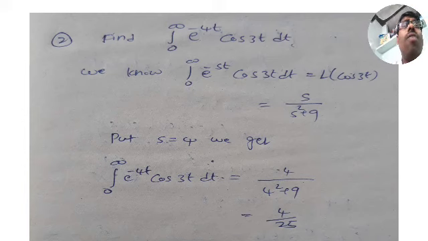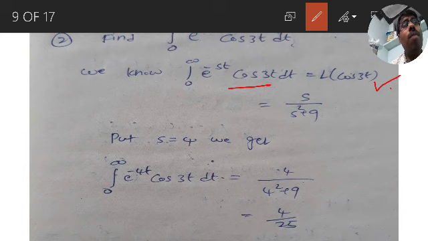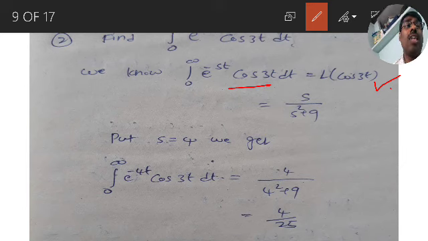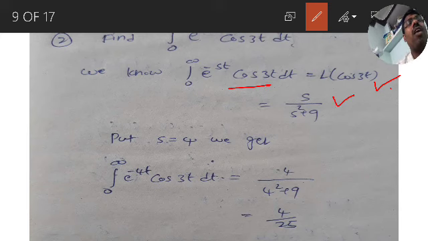So this is what we know. Integration 0 to infinity e power of minus st into cos 3t dt is L of cos 3t. At the place of f of t, I am writing cos 3t. Now, what is L of cos 3t? L of cos at is s by s square plus a square. Very good. Now L of cos 3t is s by s square plus 3 square. What is 3 square? It is 9. Therefore, s by s square plus 9.